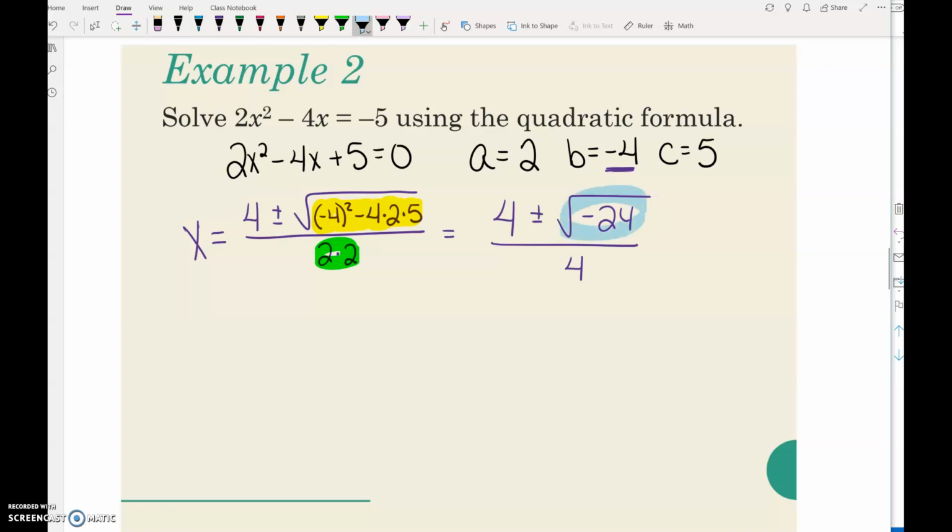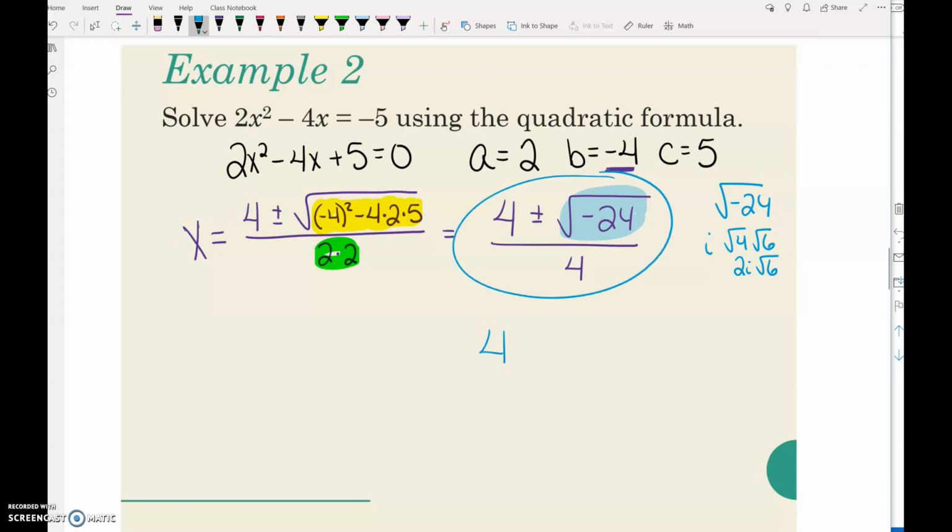We need to take whatever this radical is and simplify it. So I'm going to go over here, the square root of -24. Because there's a negative, I know there's going to be an i. There's a square root of -1 in there, so there's going to be an i involved. But then I think about +24. How can we split up +24 using our perfect squares? We can do 24 divided by 4. So this is the square root of 4 times the square root of 6. So it's 2i times the square root of 6. So this thing becomes 4 plus or minus this 2i square root of 6, that whole thing divided by 4.